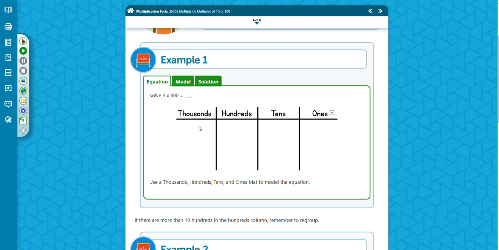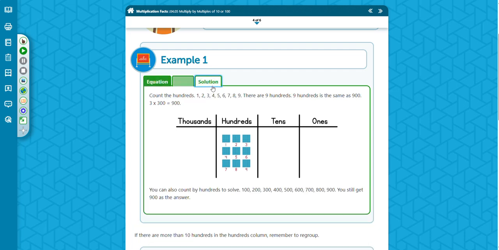Okay, so this is the easiest. Solve 3 times 300. When you were a kid, you would solve 3 times 3. That would be 3 plus 3 plus 3. And since 3 plus 3 is 6, and 6 plus 3 is 9, that means 3 times 300 is 900. I told you! I am so smart.